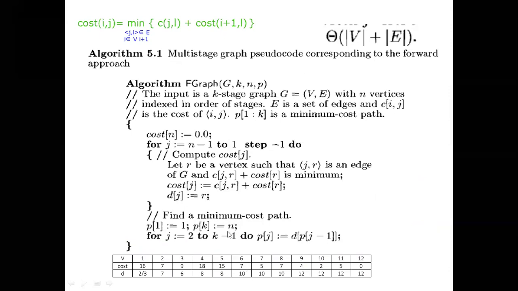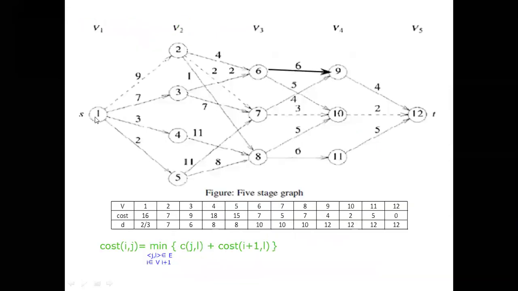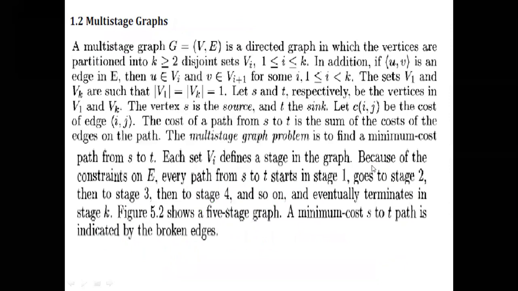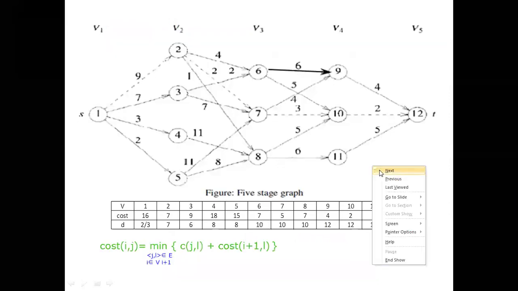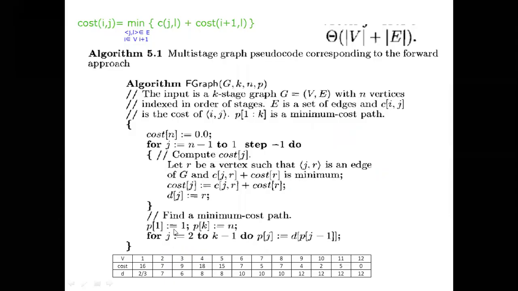Now we will find out the path. This value I will calculate. P of 1 is equal to 1. Why? We have to start with the first vertex. For finding the path, we have to start with our first vertex. Here we have to start. That is why we have to do P of 1 is equal to 1.